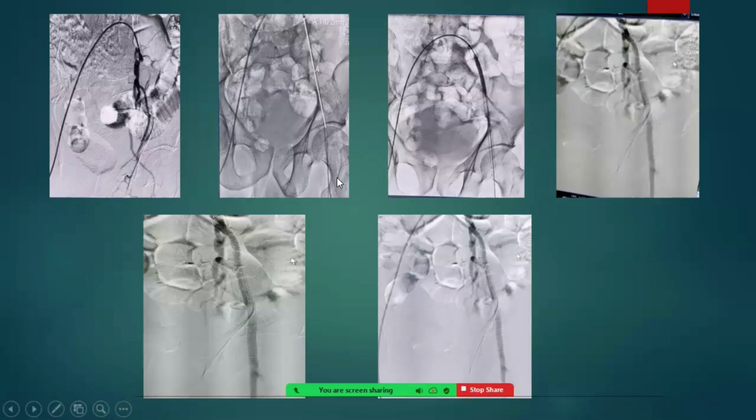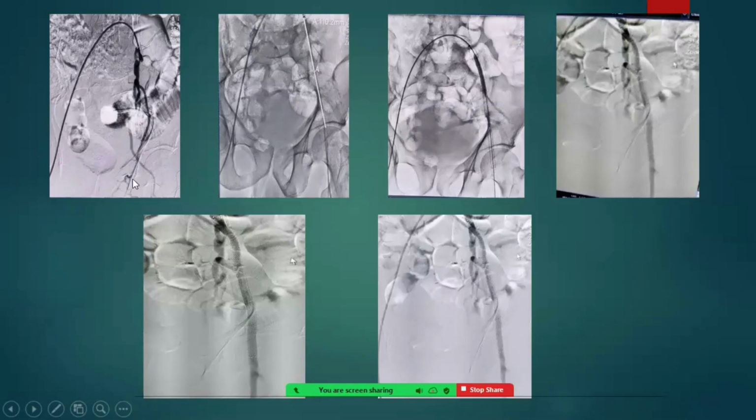So in such cases, we treat the patient generally in two stages. In the first stage, we only do the inflow disease treatment, to increase the outflow, to form the collateral and to increase the vascular bed in the distal runoff. So the first stage is to treat the inflow disease first.